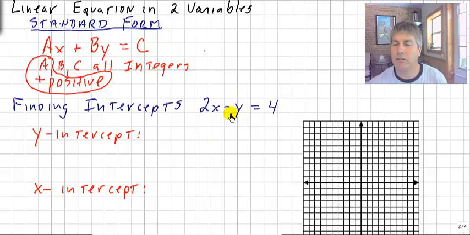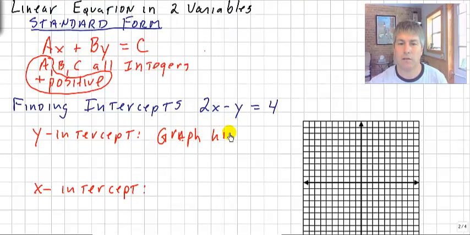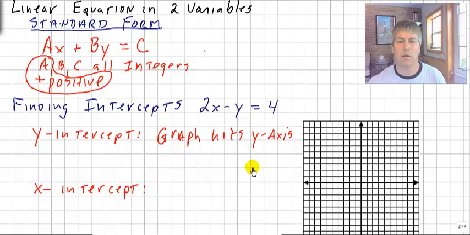And we can graph this line on the Cartesian plane. Probably the easiest way to graph it is to find the two intercepts, the y-intercept and the x-intercept. Now the y-intercept, of course, is where the graph of the line hits the y-axis. Okay, just like an interception in football. Okay, you intercept the ball, you've caught the ball. Here we're catching the y-axis. The x-intercept, that's where our graph of our line hits the x-axis.